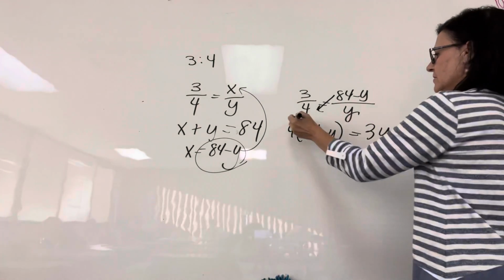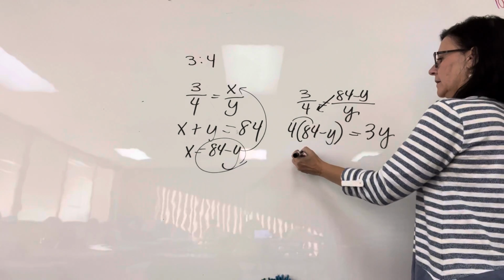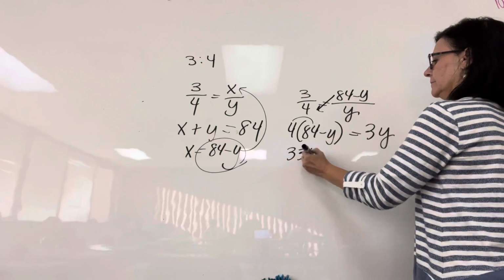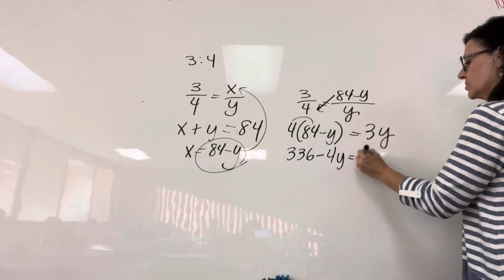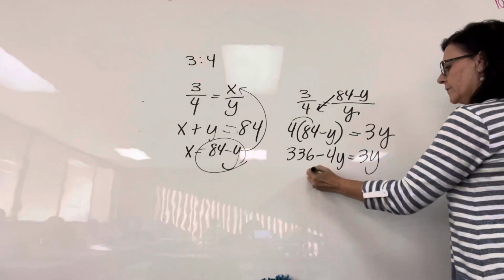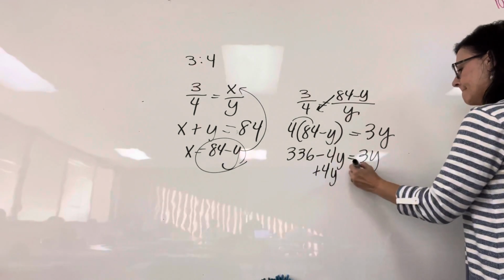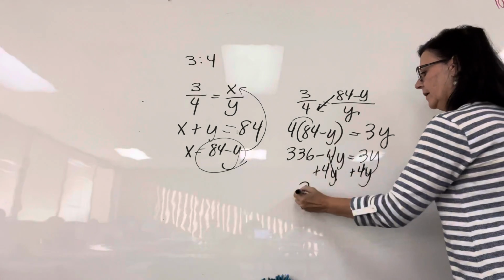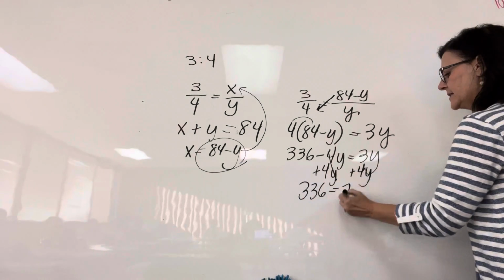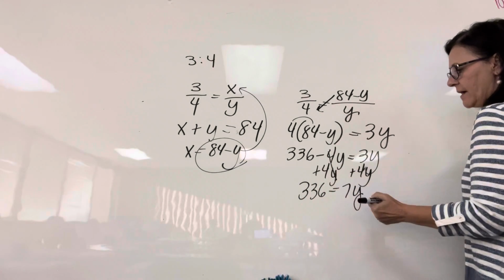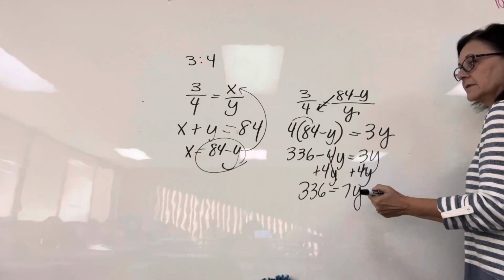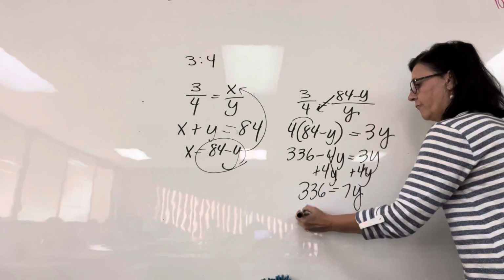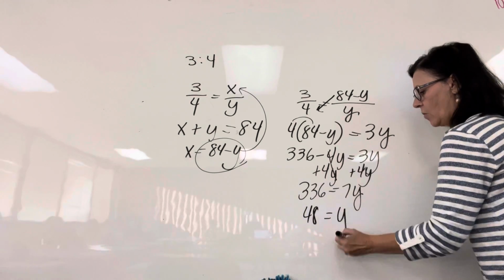Let's do it in our heads. What's 4 times 84? 336. Minus 4y equals 3y. Add your 4y to both sides. We have 336 is 7y. When you divide by 7, what does that equal? 48. 48 is y.